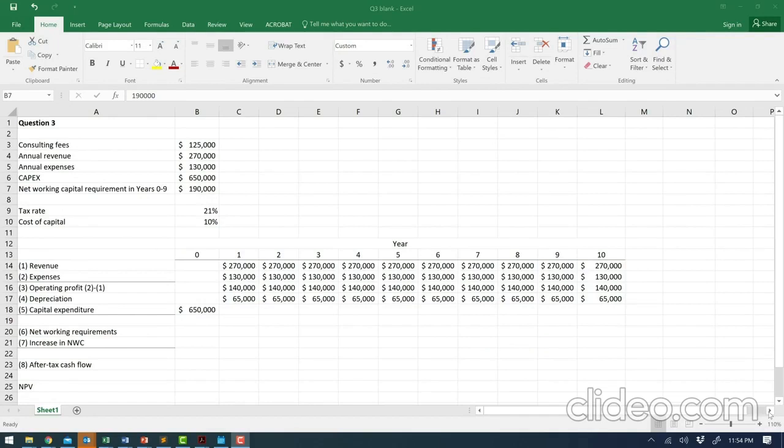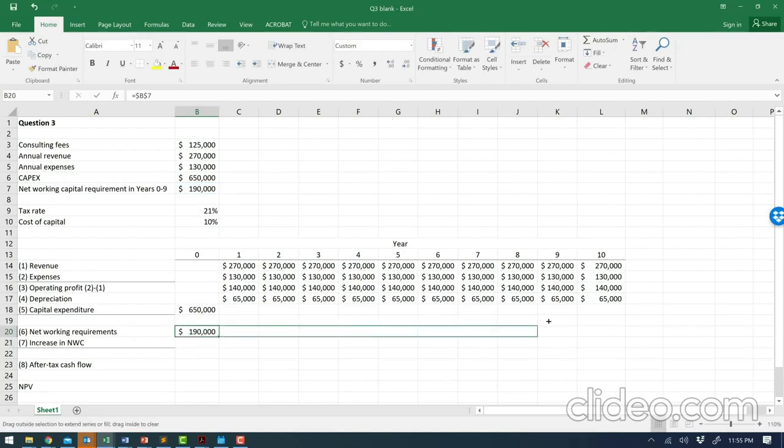Let's add net working capital requirements to the restaurant project we considered in question 1. To run this restaurant, we're required to have $190,000 in net working capital each year, starting in year 0 and ending in year 9. In year 10, we will close the restaurant and the working capital will go down to 0. Let's start by adding these requirements to line 6 in the spreadsheet. In year 0, we're required to have $190,000 in net working capital.